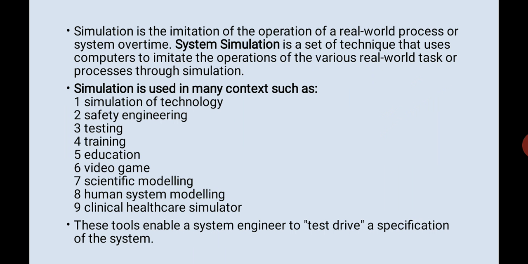Next we come to system simulation. See, simulation means you imitate the operation of the real world in a system, right? We earlier used to play video games, or VR, virtual reality, is all simulation. So system simulation is a set of techniques that uses computers to imitate the operations of various real world tasks or processes through simulation, right? So it imitates the operations of various real world tasks, right?